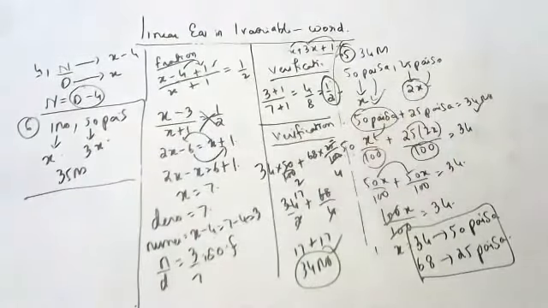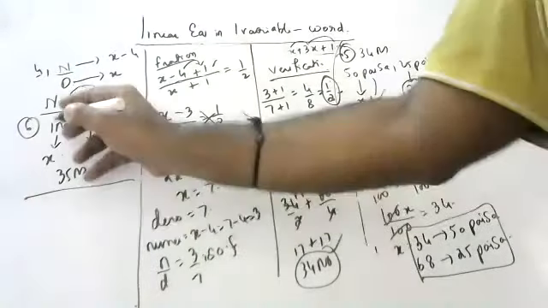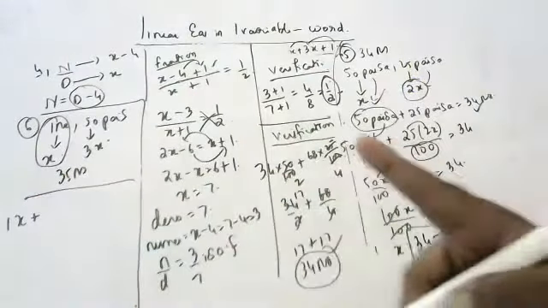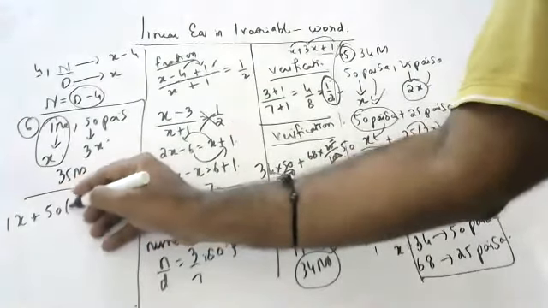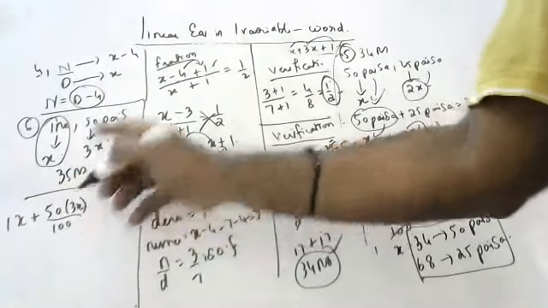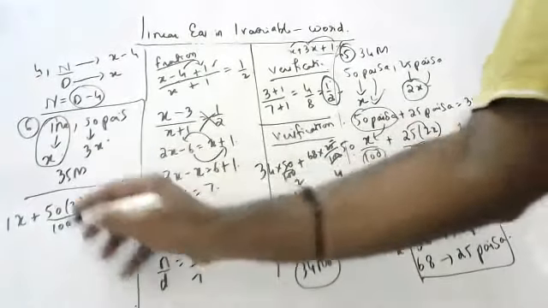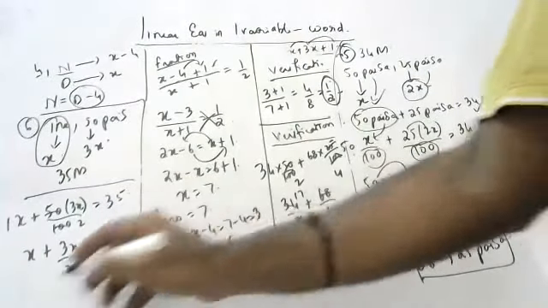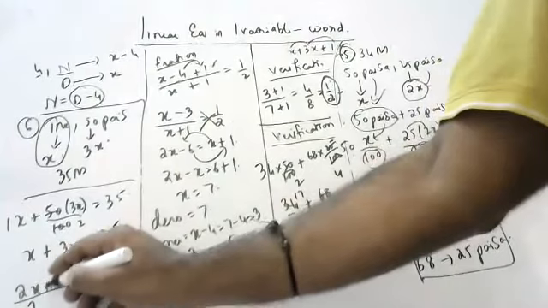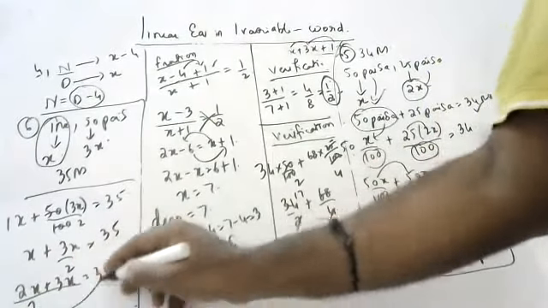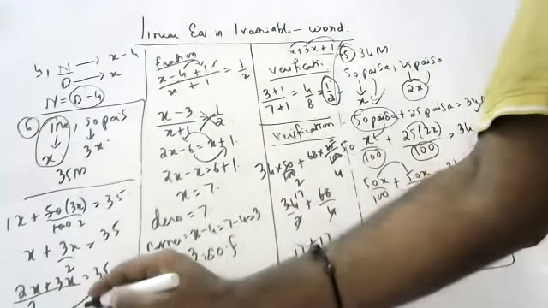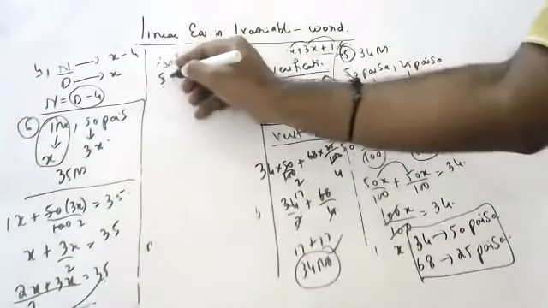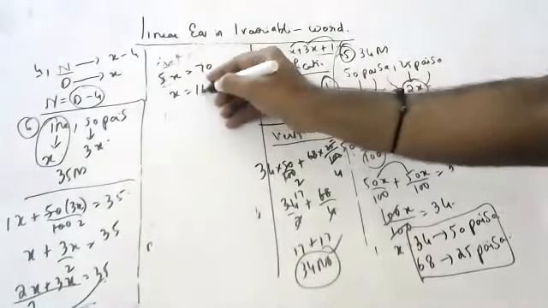Same as this sum. First you tell this one: 1 into x plus 50 into 3x by 100. Why by 100? Because to convert paisa to rupees. This is equal to 35 rupees. So x plus 3x by 2 is equal to 35. Take LCM 2: 2x plus 3x by 2 is equal to 35. 5x is equal to 70. X is equal to 70 by 5.